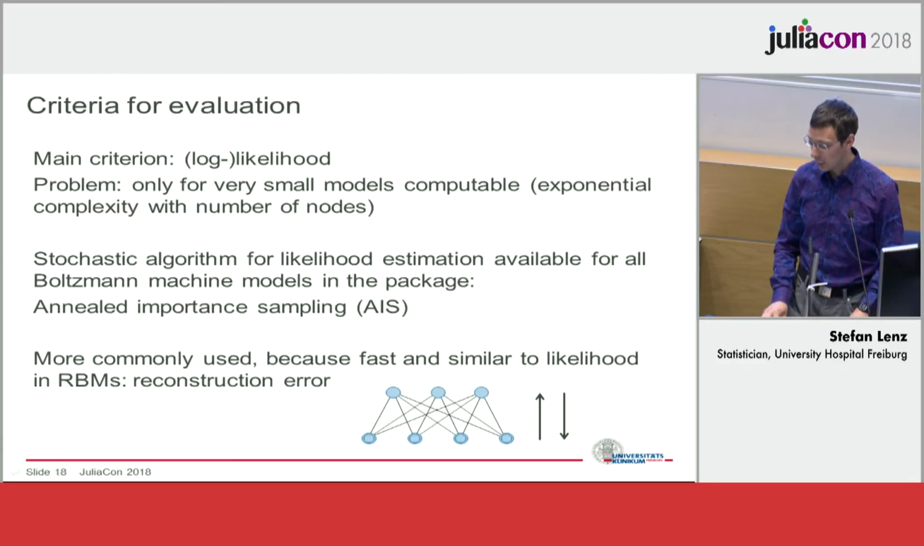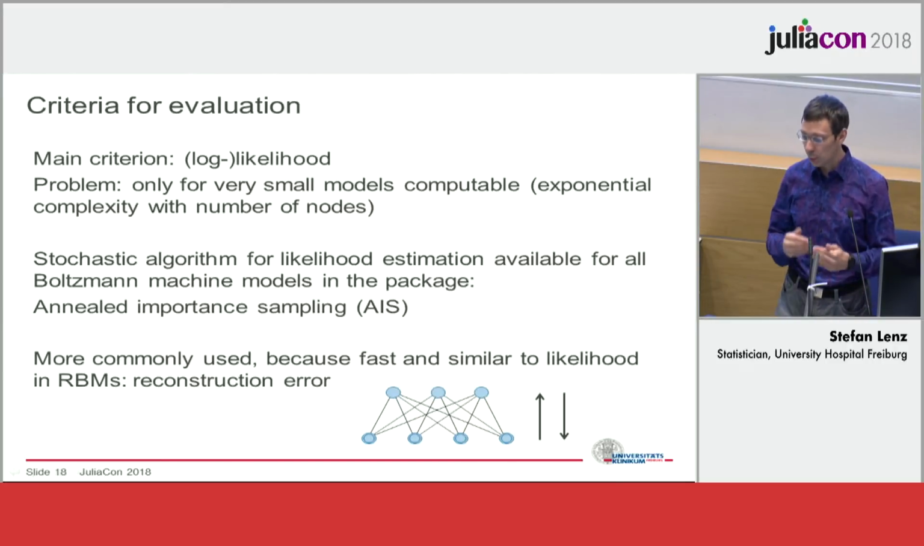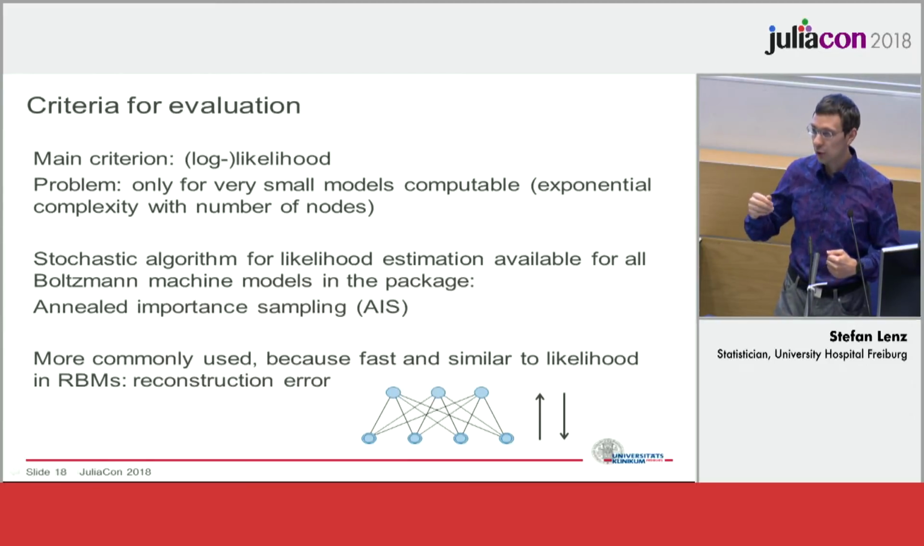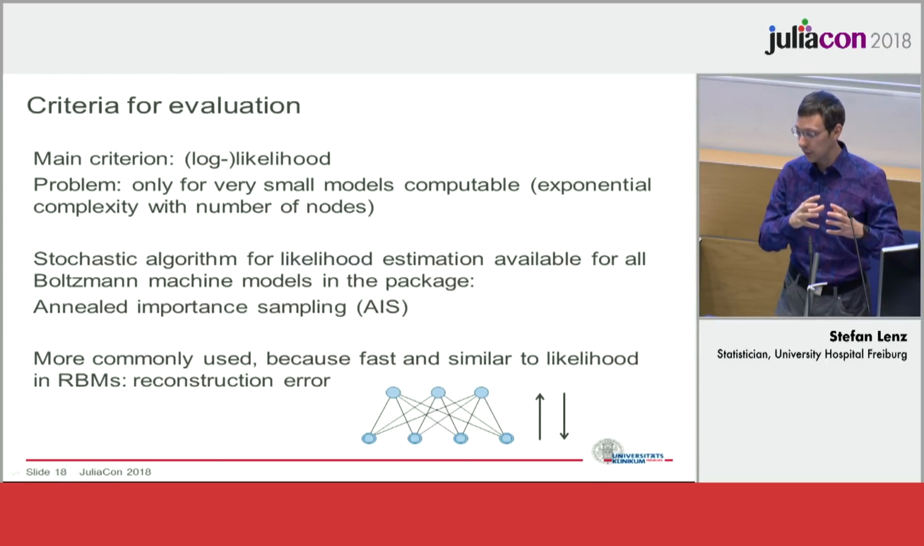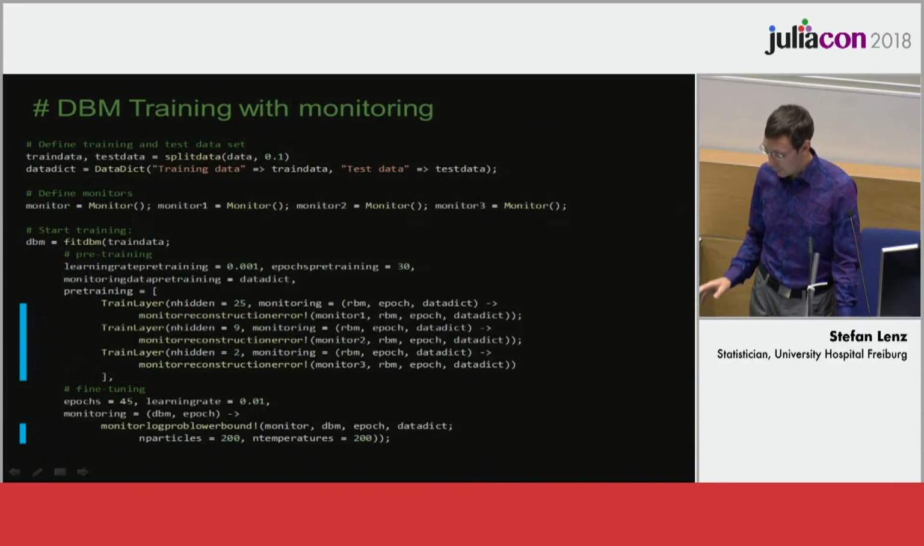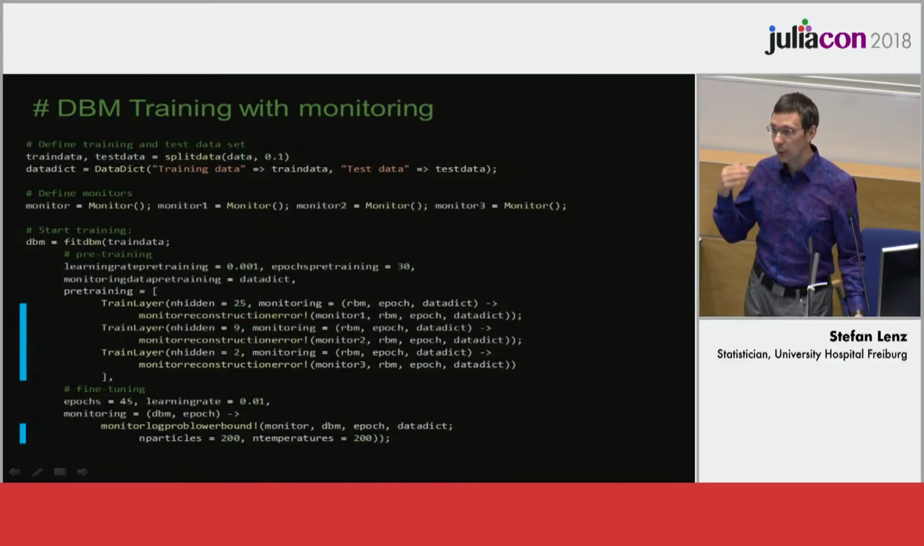So more commonly used in restricted Boltzmann machines, because it is fast and behaves probably similar to the likelihood, is the reconstruction error. You calculate it like this: you have the input, then you go up to the hidden units, induce activation, and then you get again the activation of the visible units, and take the absolute difference between the activation in the beginning of the input and the induced activation. So now we can use this evaluation in the training process and see how well the training process works.